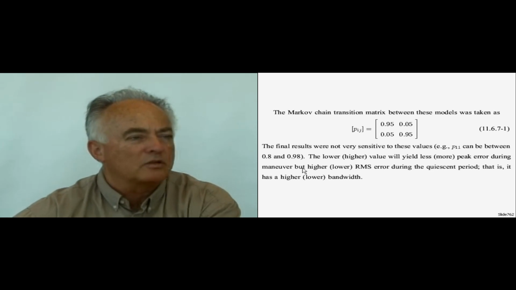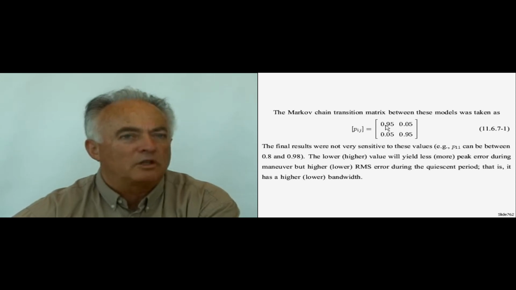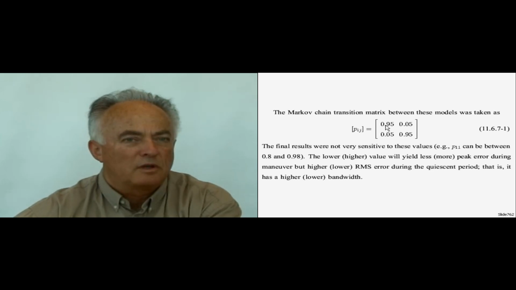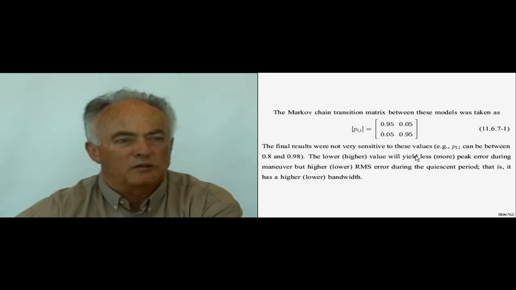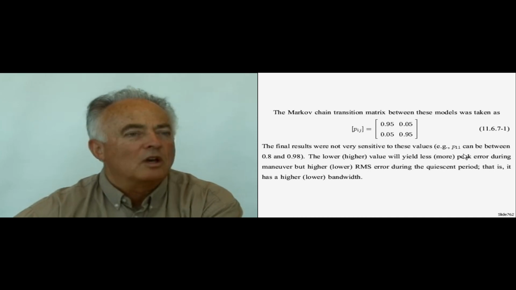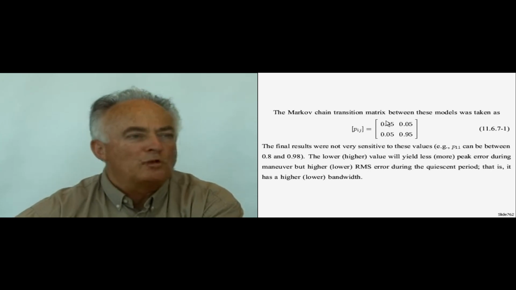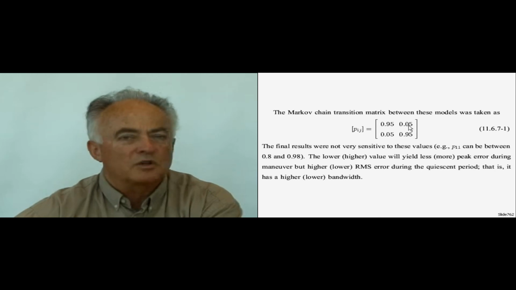So what we have is, if this is a lower value, it means there's a higher probability that a maneuver starts. The filter will be more alert to a maneuver starting. So lessening this, we increase this, because the sum across the rows has to be unity, and therefore it will catch a maneuver better. If P11 is higher, then P12 is lower, and the filter believes it's less likely to have a maneuver. Therefore, if a maneuver does start, we'll have a higher peak error during the maneuver, at least at the beginning. So a high number here is a low bandwidth filter, and a higher number in P12 gives us a higher bandwidth filter.